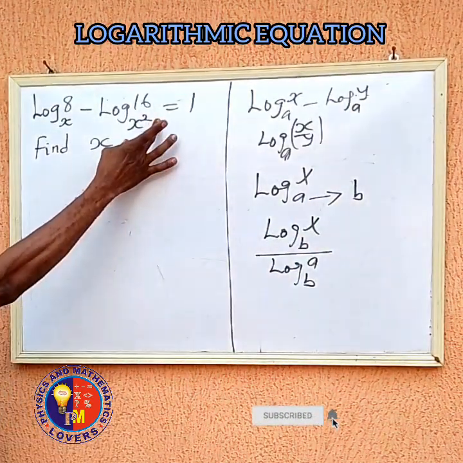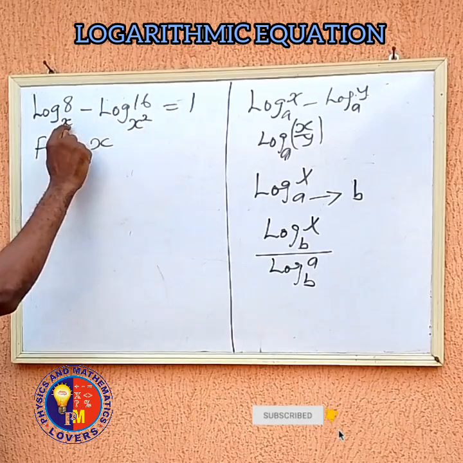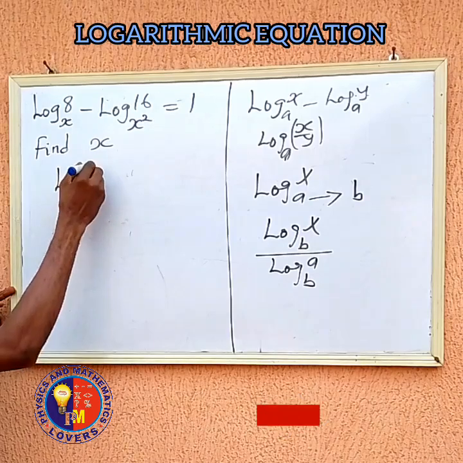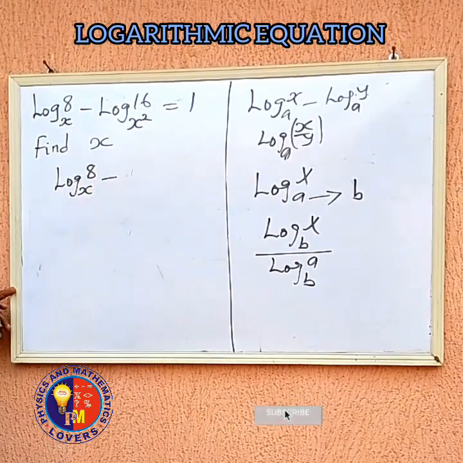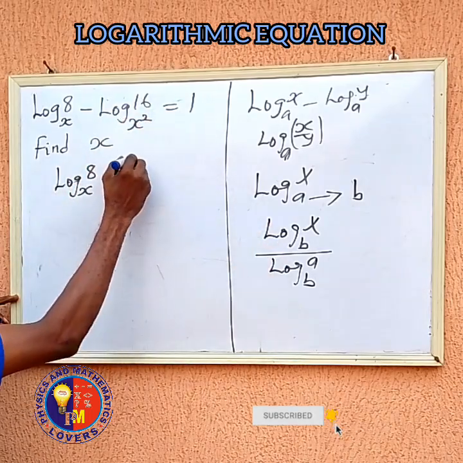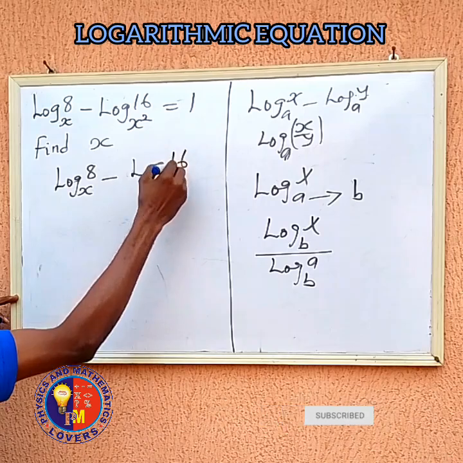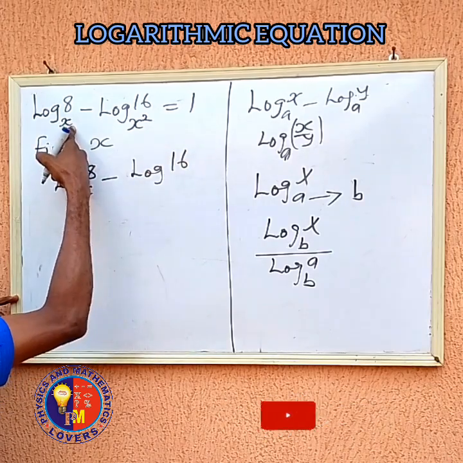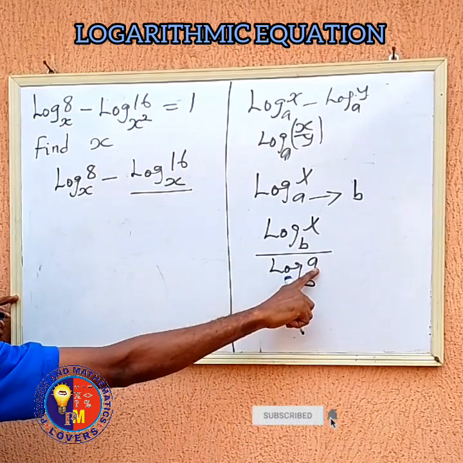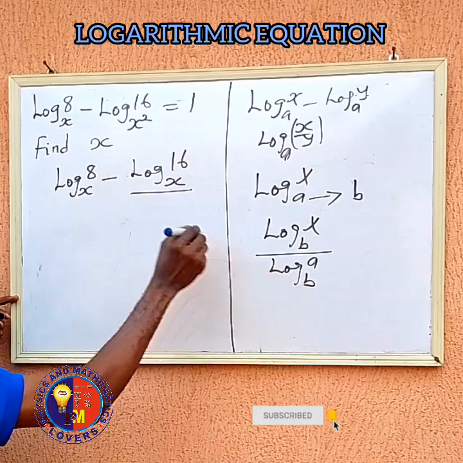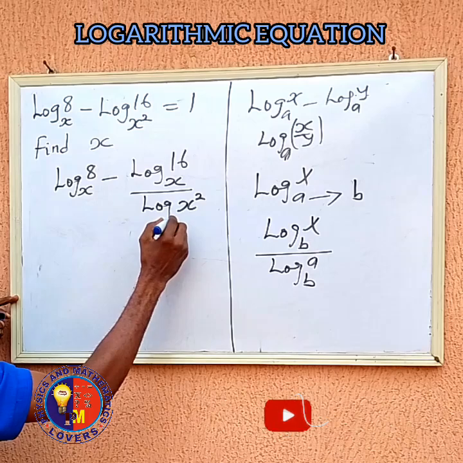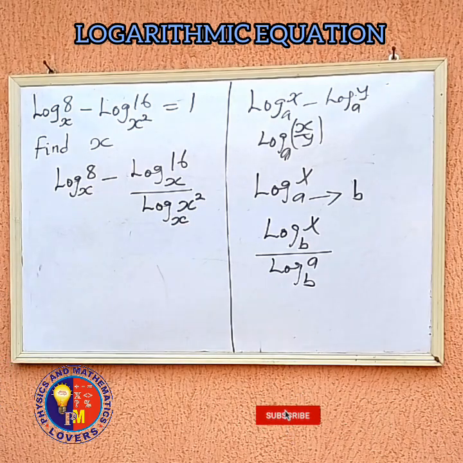So now let us look at here. We want to change this x squared to this base here. So I'm going to bring this down, have log 8 to base x, then minus. Now let us apply this. Since the new base, we take the number to the new base, it becomes log 16 to base x. This is our x, we want to change it to base x. Then all over, the former base, you take the log of it to the new base. The former base here is x squared, all over the new base, x. Good.